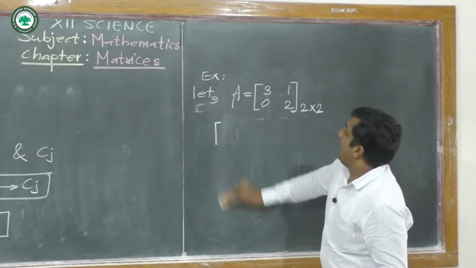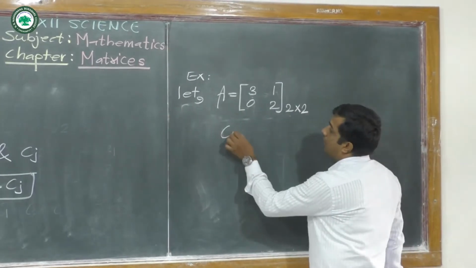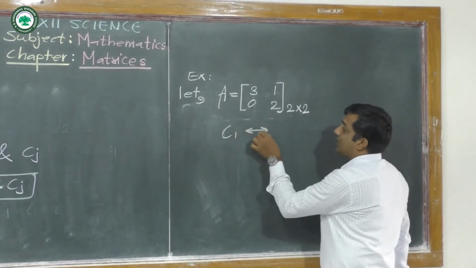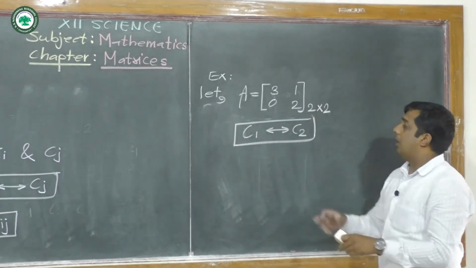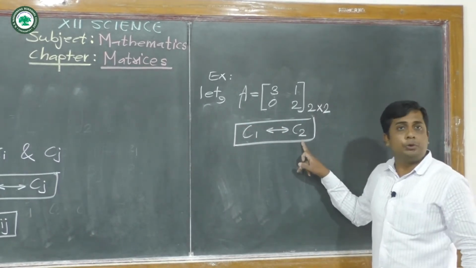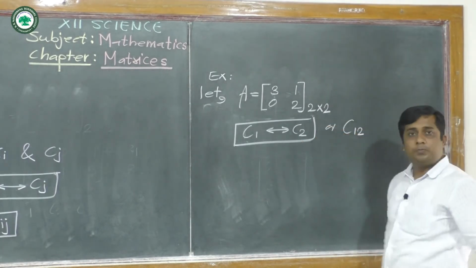Here again A is the given matrix. If we have to interchange our first column with second column, then we denote this by using C1 double implies C2, or we consider here C1, 2.